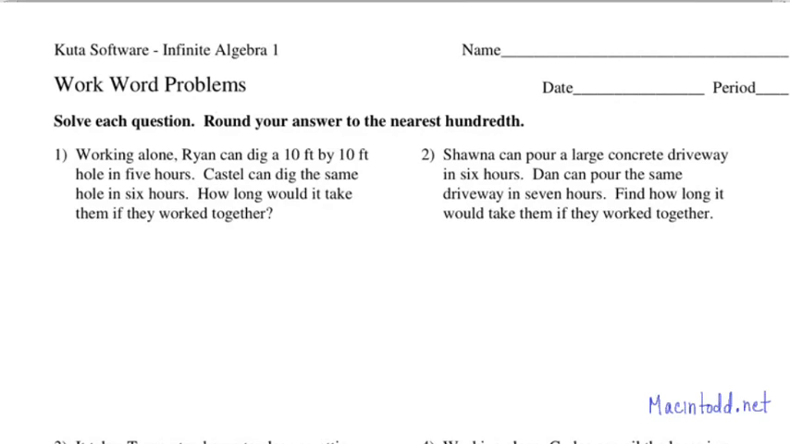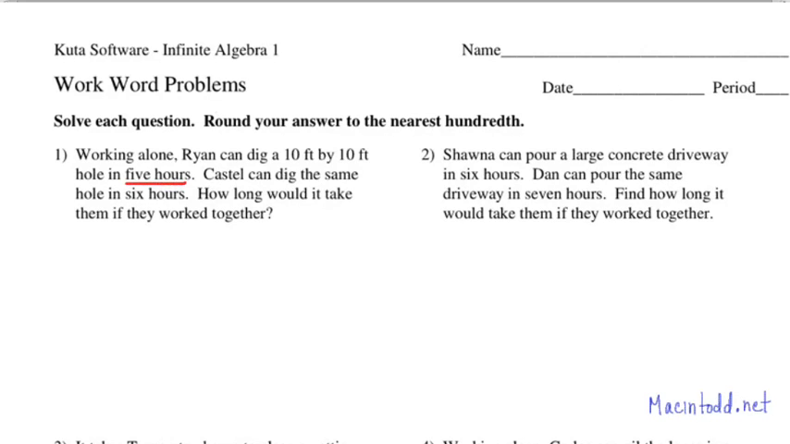Alright, these are word problems that are geared towards the rational expressions and equations that we've been working on. So let's take a look at this first problem. Ryan can dig a hole that's 10 foot by 10 foot in 5 hours.